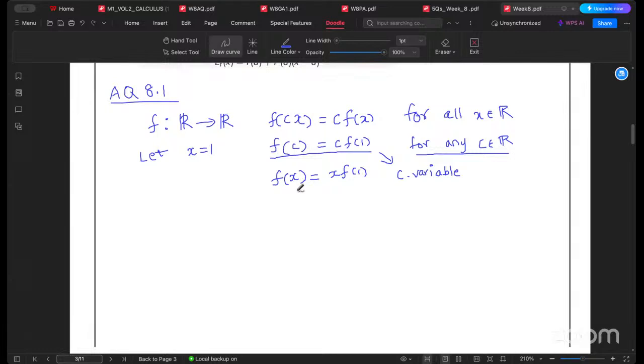Do you understand? Okay, fine. So now you can see that I have f of x is equal to k times x for all x in R. And what is this k? K is simply f of 1. So now do I get the structure of the given function from the information?